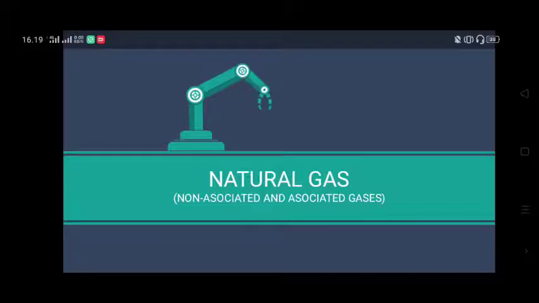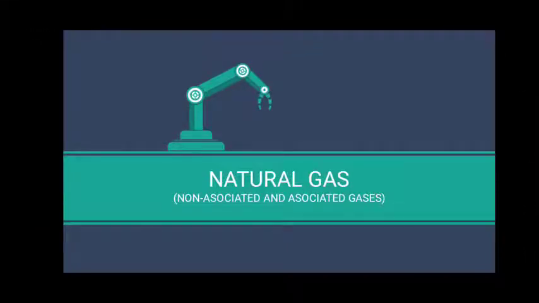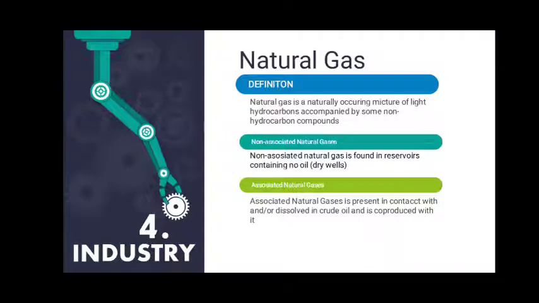In this opportunity, we will describe our material, natural gas and crude oil. The first material is natural gas. Natural gas is separated into two types: non-associated natural gas and associated natural gas. Natural gas is a naturally occurring mixture of light hydrocarbon accompanied by some non-hydrocarbon compounds. The light hydrocarbon is methane, and the non-hydrocarbon compounds are others like nitrogen and CO2.